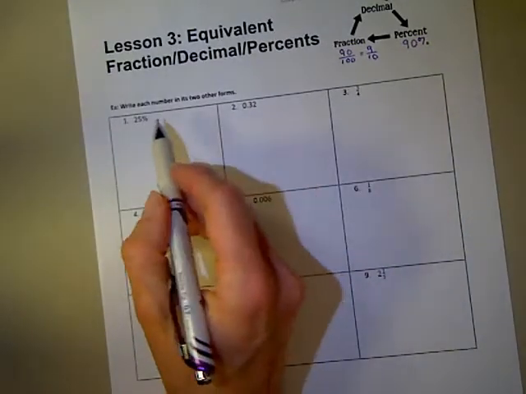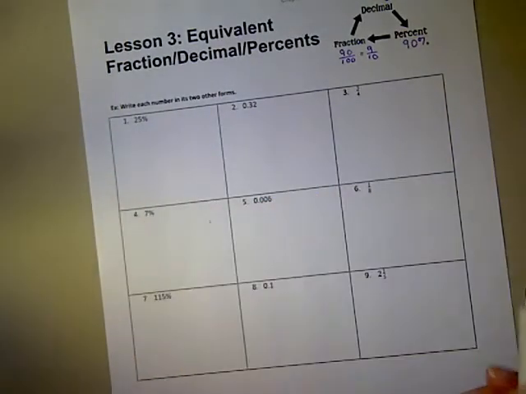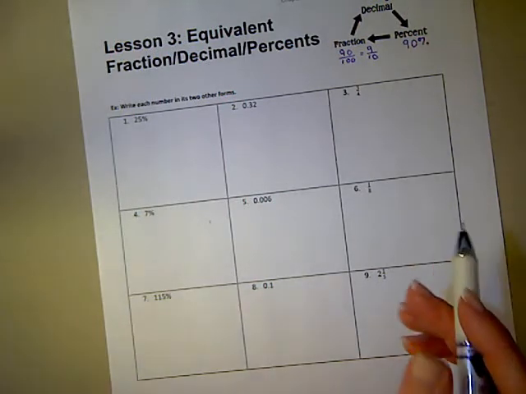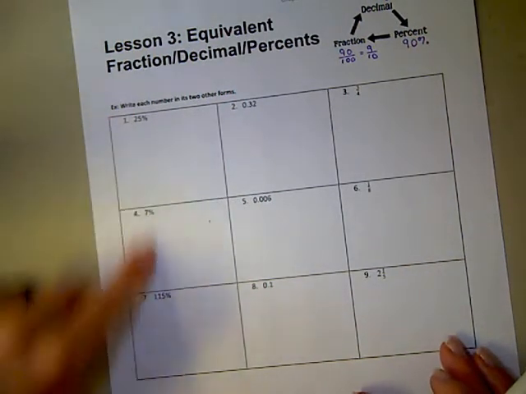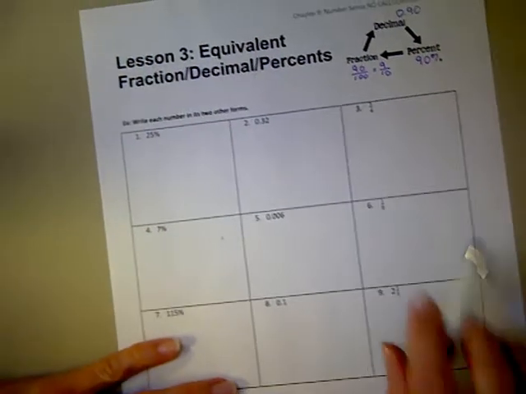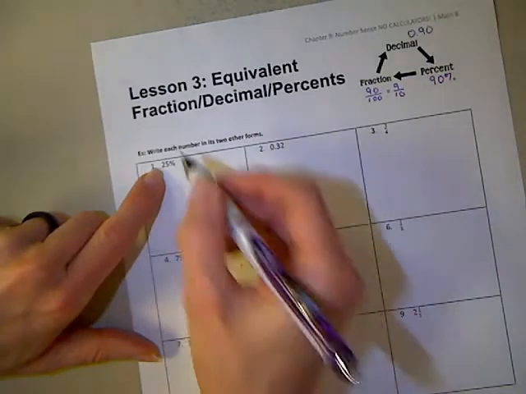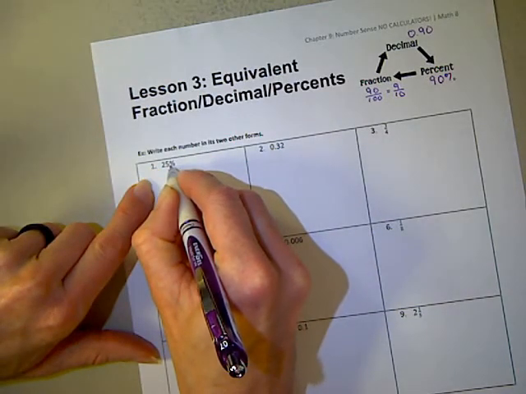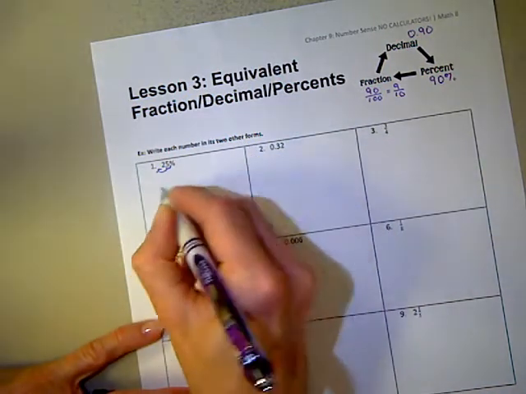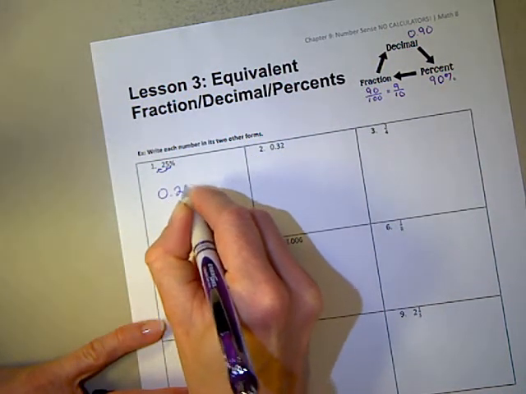So you have to see what the number is and then write it in the other two forms. Okay? I think it's easier if you stick with one form at a time. So for example, we're going to do this first column because these are all percents. We're going to change this to the other two forms. So to change this percent to a decimal, you take the decimal and you move it 2 spots to the left. So this decimal is 0.25.